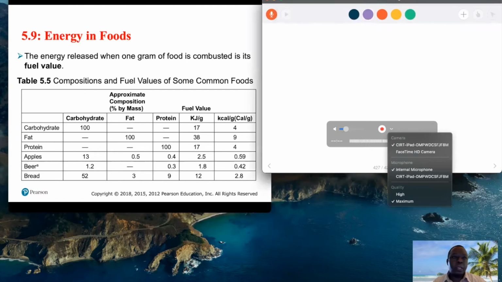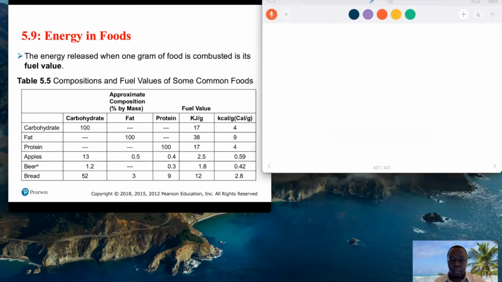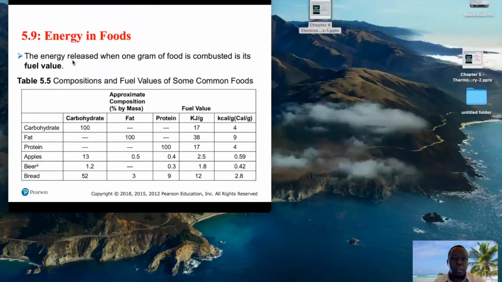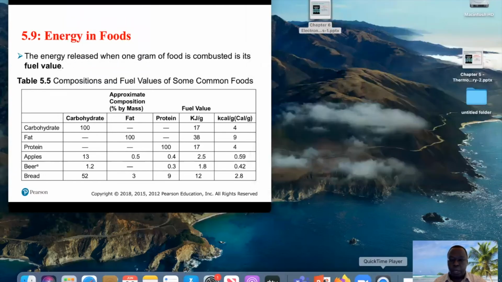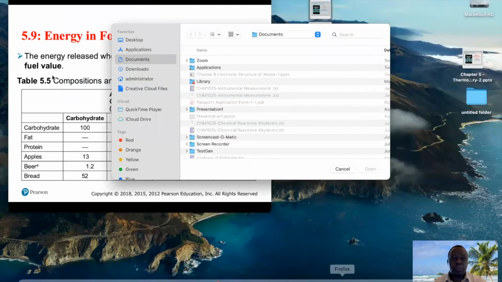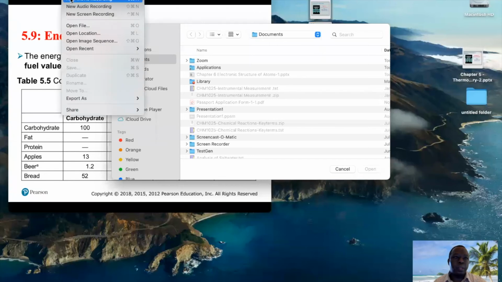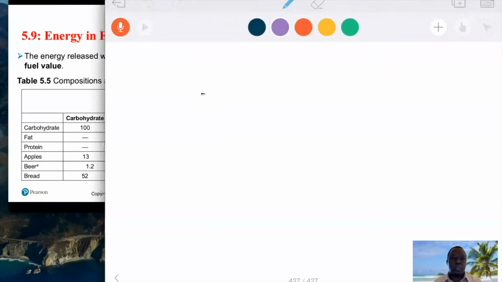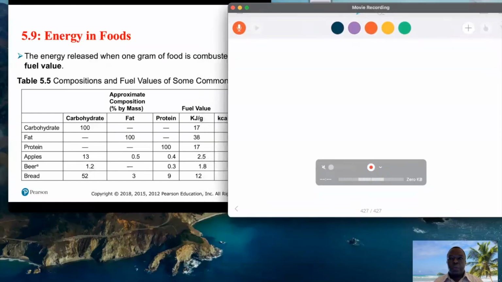Let me exit and then see if it's going to work. Let me see if that will help. Starting a new recording. Yeah, that helps. So, the food we consume.